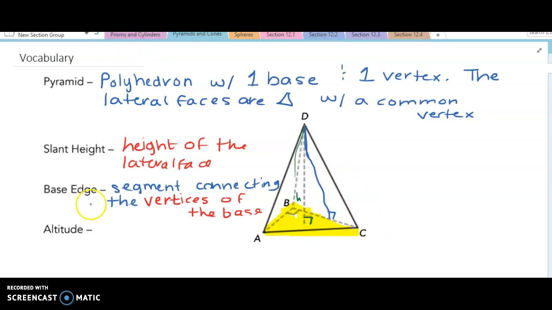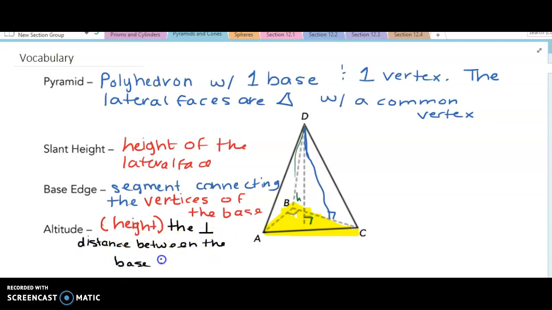Okay, the altitude, think of the altitude as the height. Let me get a different color here. And it is the perpendicular, and I'm just going to put this symbol for it, distance between the base and the vertex. So my altitude is right here. And just think of that, we call that our height.